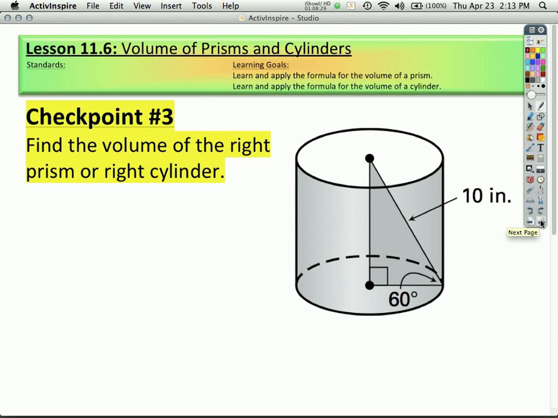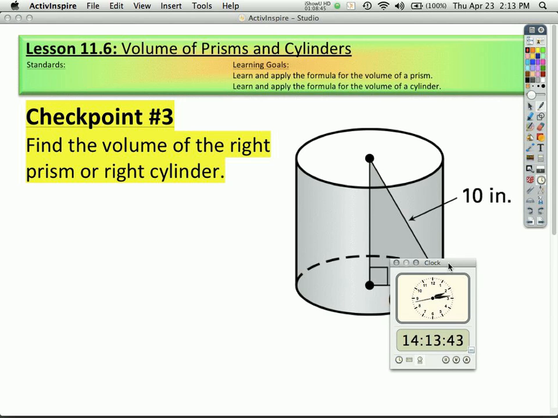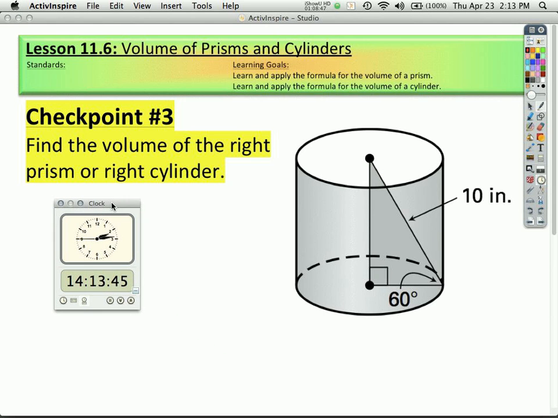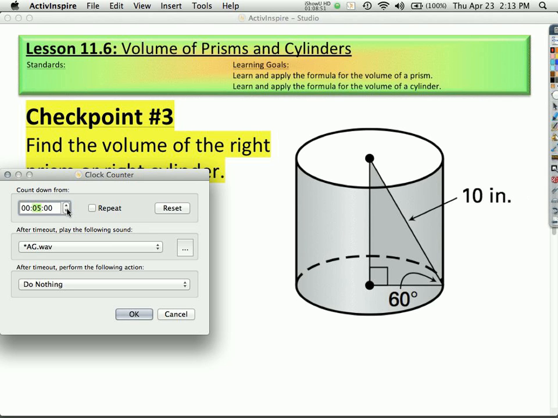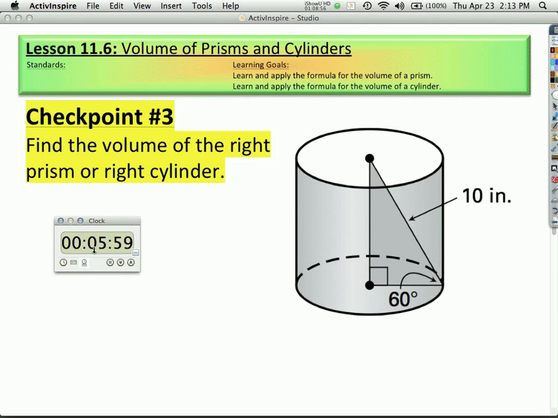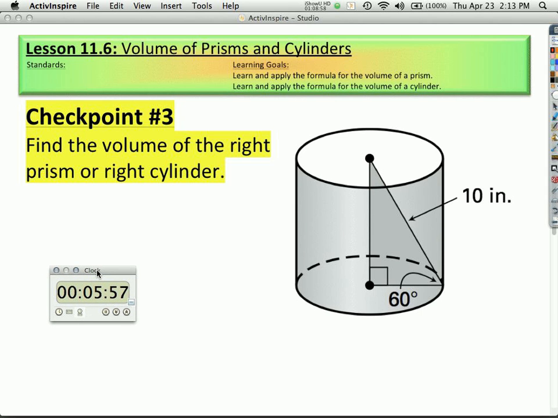Okay, so find the volume of the right prism. When I copied the instructions from one place to another, I accidentally forgot to delete something. So this is a right cylinder, so find the volume of the right cylinder. This is not a team challenge, this is independent. You've got 6 minutes on the clock. It is a higher level challenge, but it's still independent.